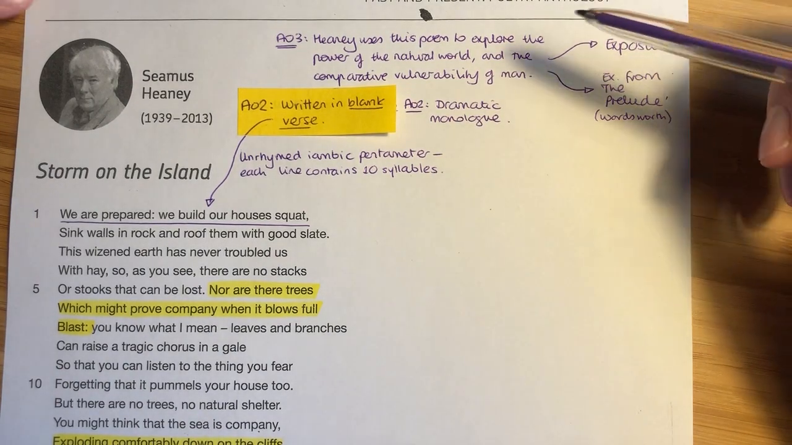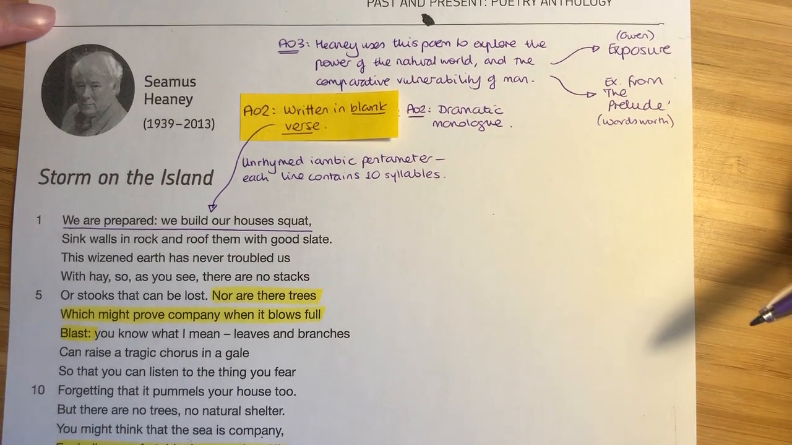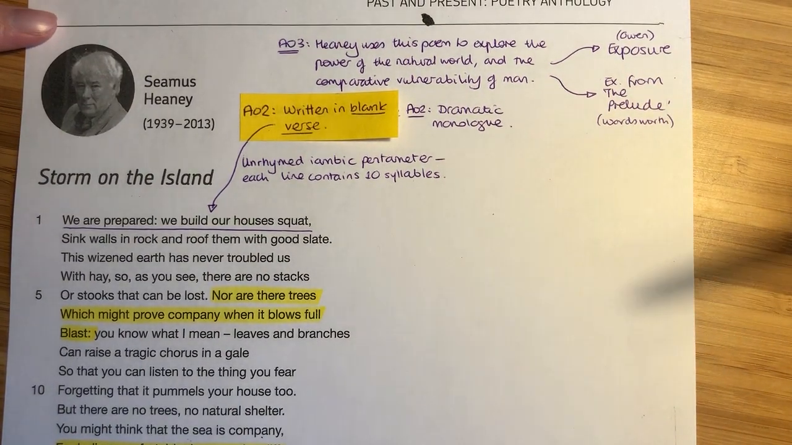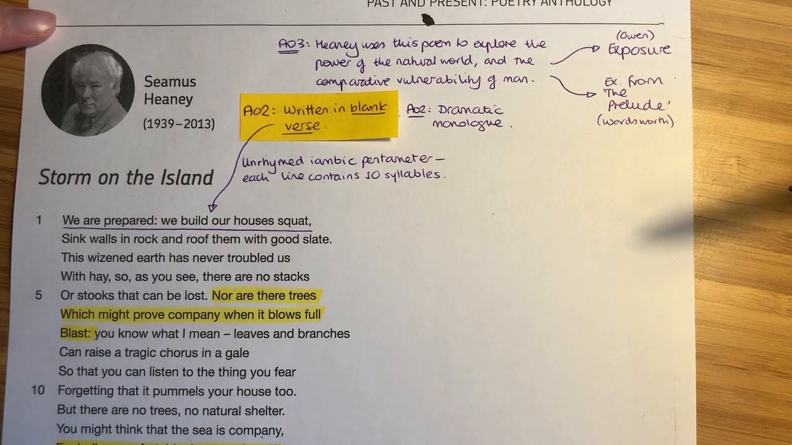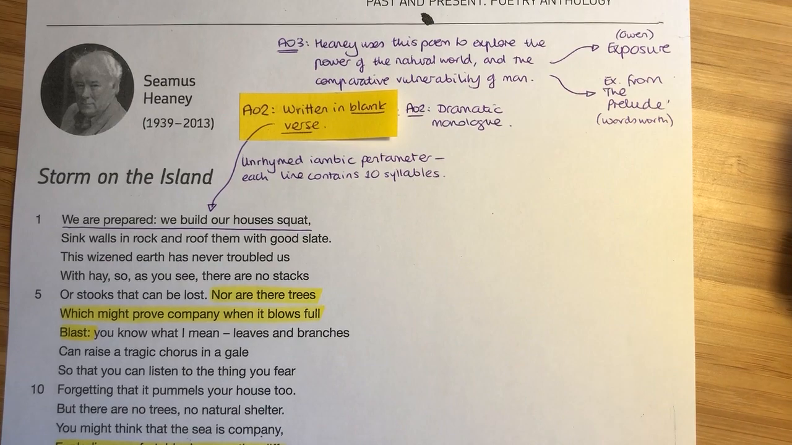The poem is also written in blank verse, and that means something really specific. Blank verse is unrhymed iambic pentameter. And you might be familiar with this form from your reading of Shakespeare. Shakespeare frequently makes use of iambic pentameter, frequently makes use of blank verse. In iambic pentameter, you will see that each line contains 10 syllables, 5 pairs of syllables together.